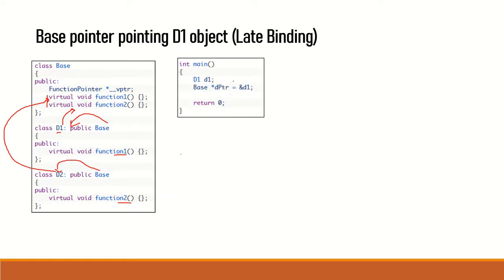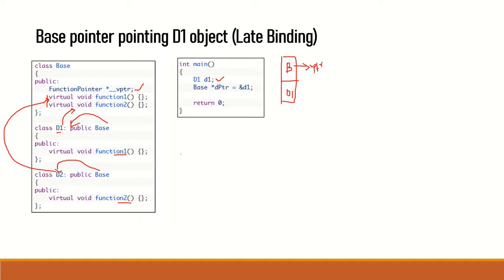So now we have created an object of D1. We know that when we create an object of D1, it will have two parts: the D1 part as well as the base part. And from the base part it gets the VPTR. Here the VPTR will be available because VPTR is a public data member which is inserted by the compiler at the time of creation of the object during compilation.